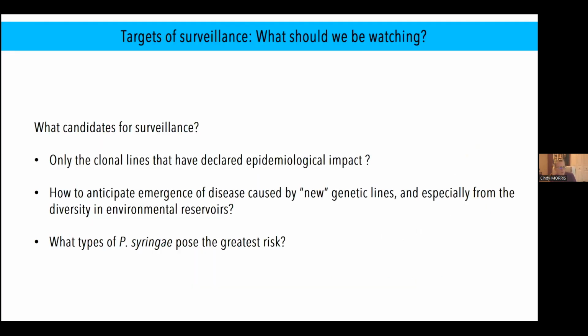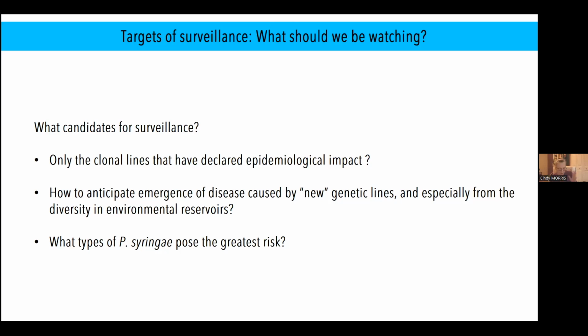So this brings us to the last question before we go back to Iceland. Don't forget, we're going back to Iceland. So what are the candidates for surveillance? If we want to synthesize all this into a question about surveillance: should we survey only the clonal lines that have actually been declared in an epidemiology to have epidemiological impact? So even though I have strains from rivers and snowpack that can cause disease in the lab, should we only be surveying for the ones that have actually caused disease in crops?